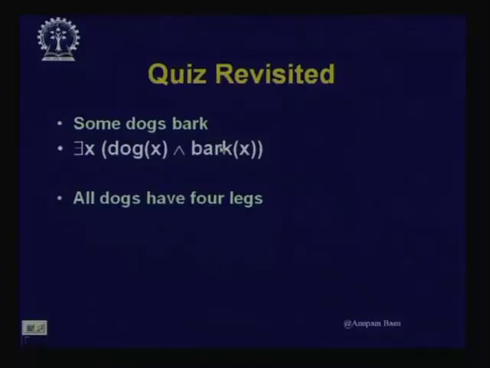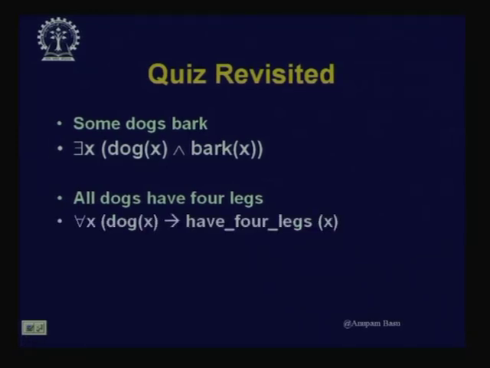The next example was: all dogs have 4 legs. All dogs have 4 legs. This can be represented as for all x, dog x implies have 4 legs x.